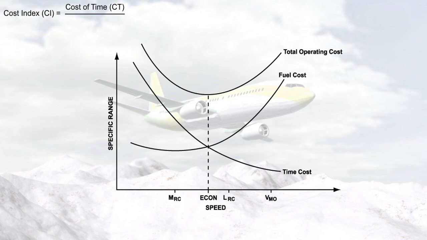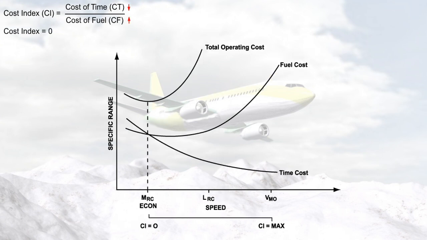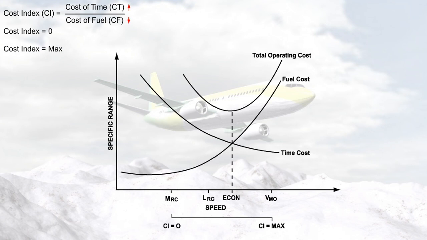As a formula, this cost index is a ratio of cost of time, CT, divided by the cost of fuel, CF. When fuel costs are high and time costs are low, then the cost index is almost zero. With a cost index of 0, the econ speed is at the maximum range speed. When time costs are high and fuel costs are low, then the cost index will be very high, and the econ speed will be closer to the maximum operating speed, so that the massive time costs are reduced.